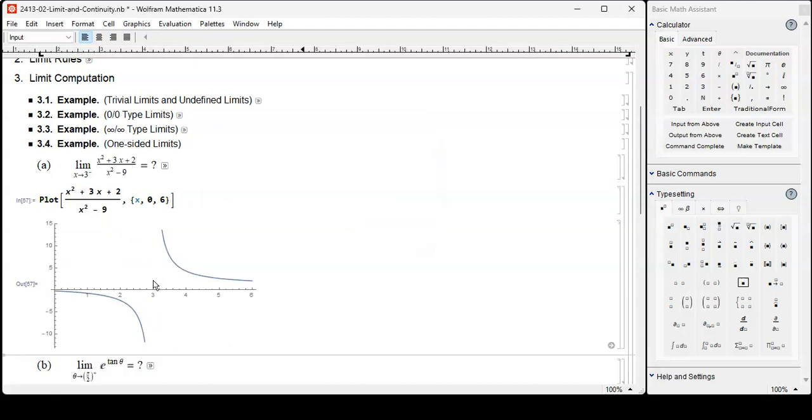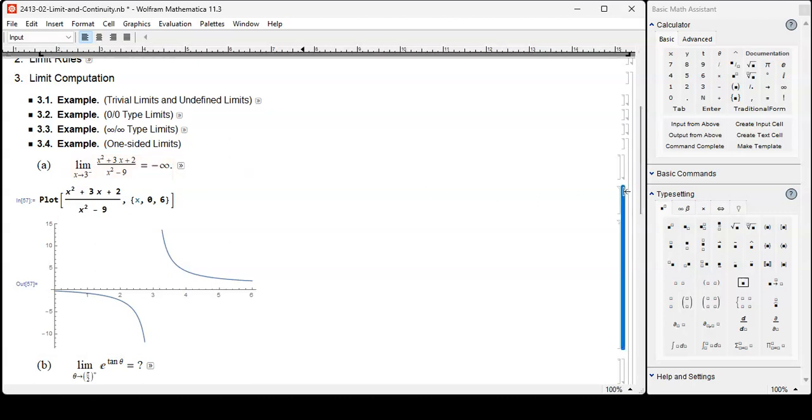Around x equal to 3, we have this vertical asymptote, and then 3 minus, so left-hand side limit, it's going down, so you can easily conclude that this is negative infinity from the graph. In my opinion, this is easiest.